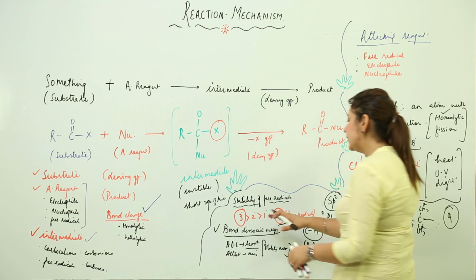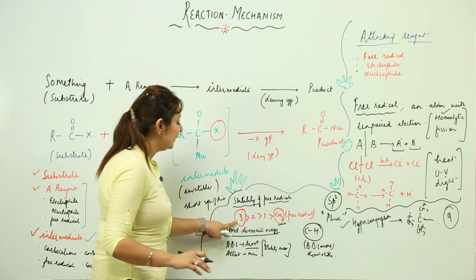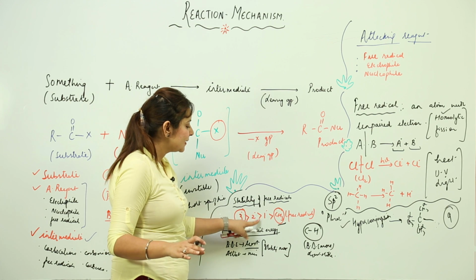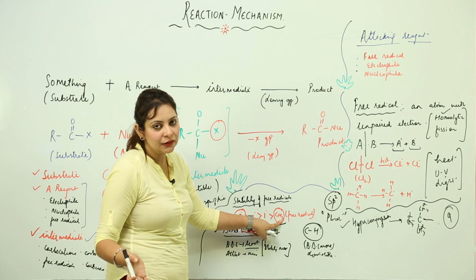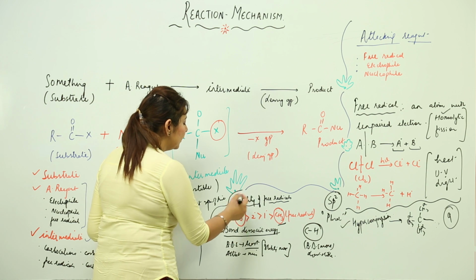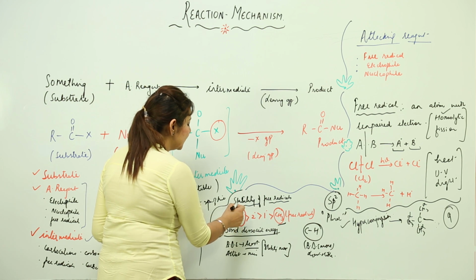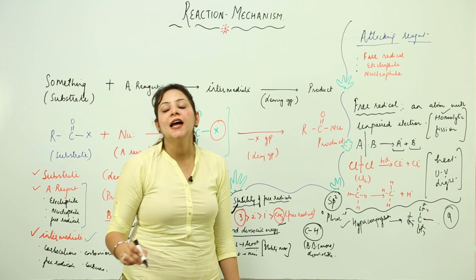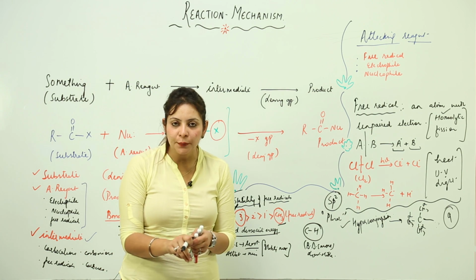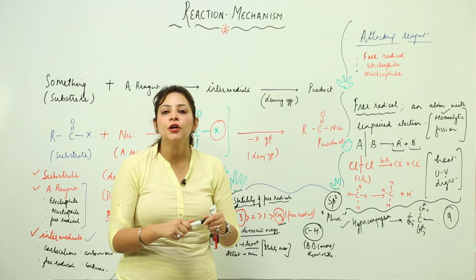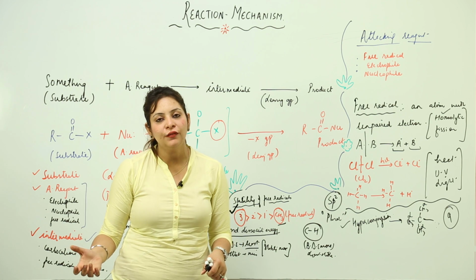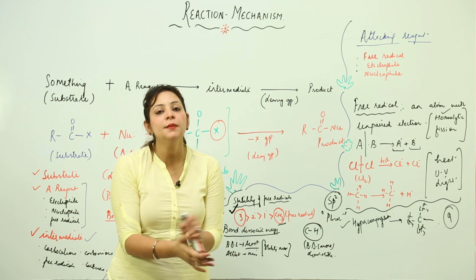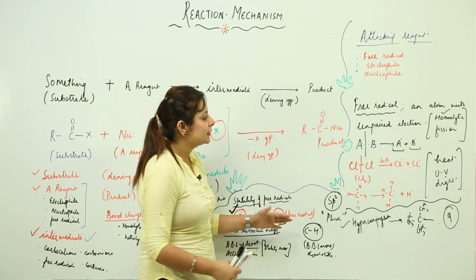So what we have seen in this case is that when we talk of 3 degree, there are 9 alpha hydrogens. Here there are fewer than that, here fewer still, and here it is only 3. So which of them is more stable? Obviously the 3 degree one, because it has more alpha hydrogens, and more alpha hydrogens correspond to more hyperconjugative structures. More hyperconjugative structures mean more delocalization of electron, and more delocalization of electron corresponds to maximum stability. So this is the free radical.